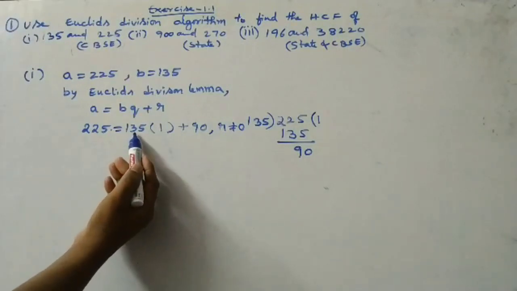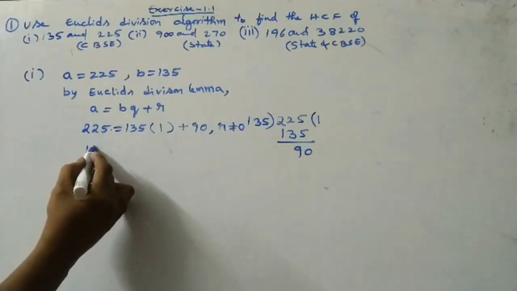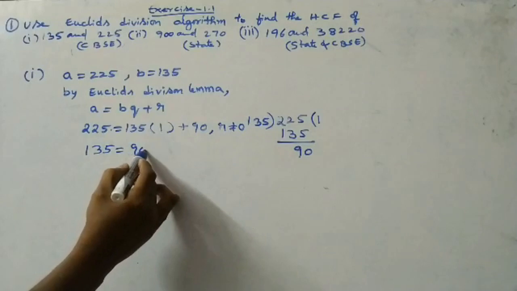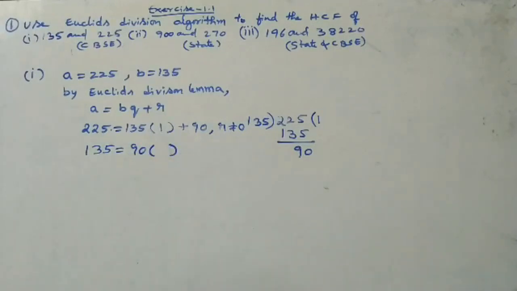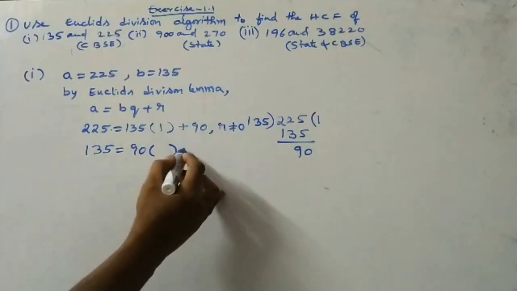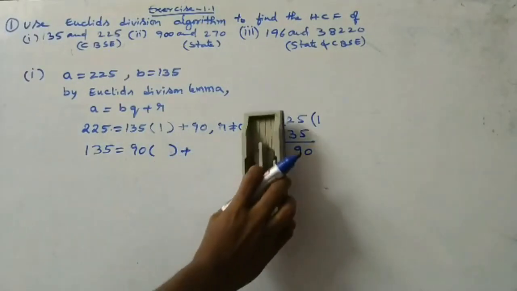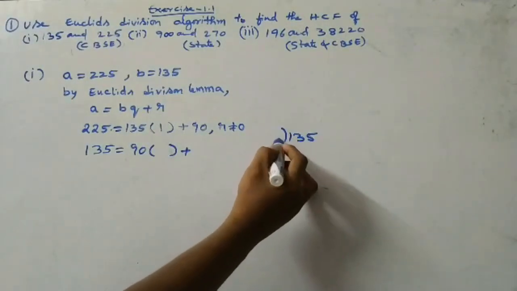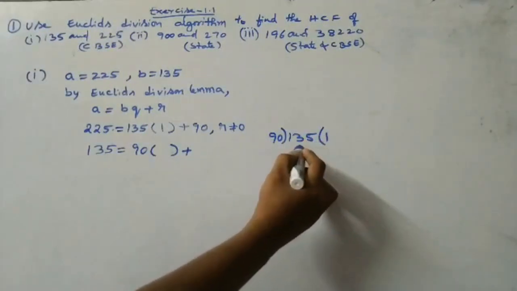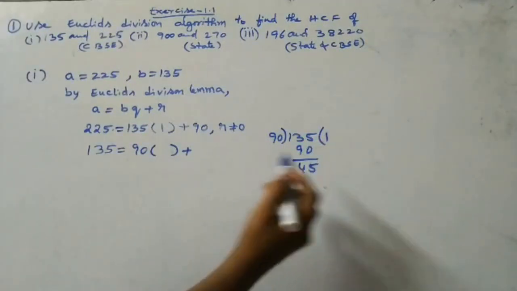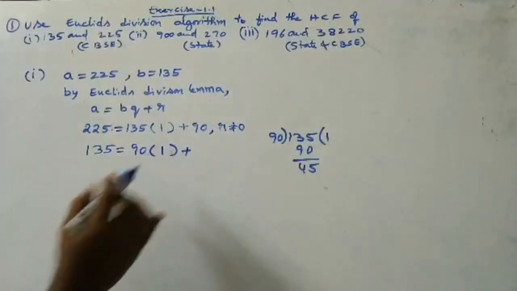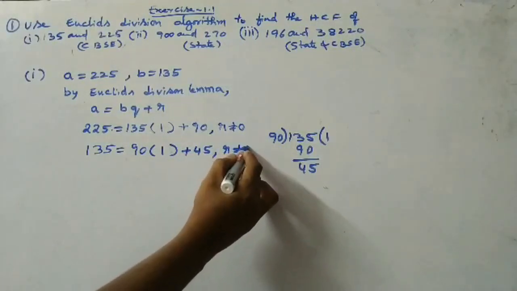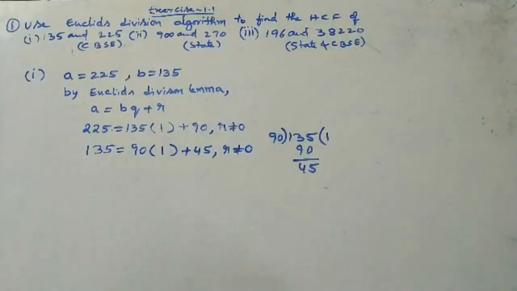Now the divisor we will take as dividend. That means 135 is dividend, and the remainder we will consider as divisor. Now observe, 135 is equal to 90 into how much, plus we will get the remainder. 90 in 135, one time will be cancelled. The remainder we will get is 45. 90 into 1 plus 45. Is the remainder 0? No, the remainder is not 0. Again it will be continued.